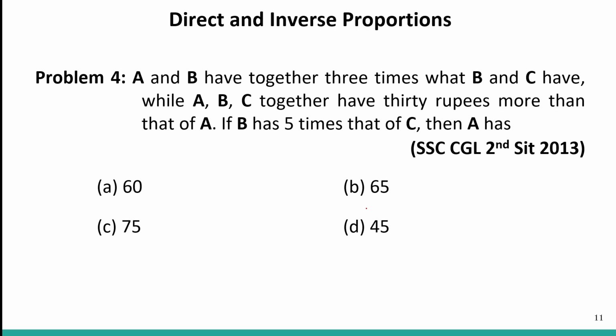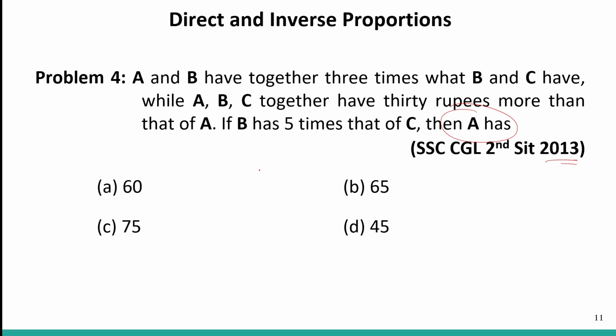So let's see problem number 4. A and B have together 3 times what B and C have, while A, B, C together have 30 rupees more than that of A. If B has 5 times that of C, then what does A have? This question appeared in the SSC CGL second sitting 2013 paper.